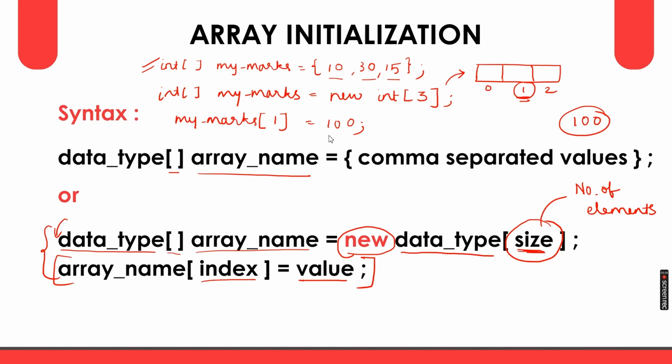Okay, so this is one way you can initialize your array. The first one is used when you know all the values beforehand, and the second method is used when you only know the number of elements, but the actual data, the values, will come later. Okay, I hope it is clear.